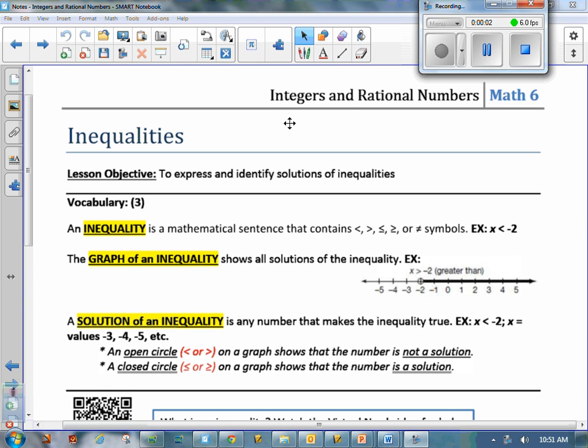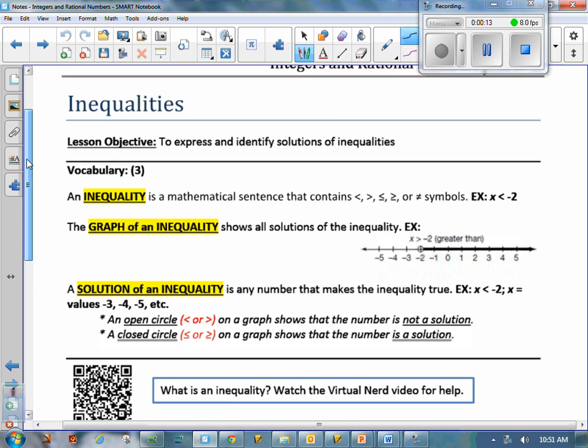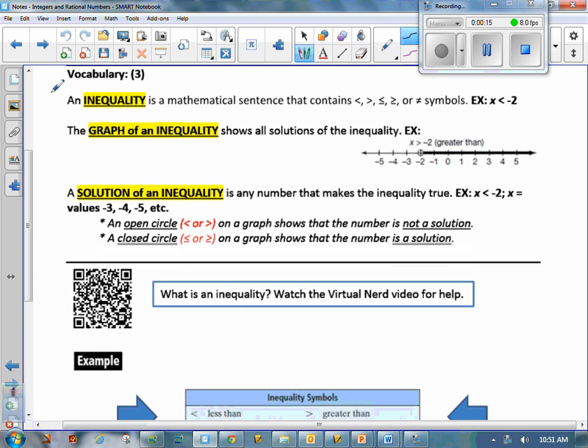Unit 6, Integers and Rational Numbers. Lesson 5, Inequalities. Our lesson objective is to express and identify solutions of inequalities. We have 3 vocabulary words.